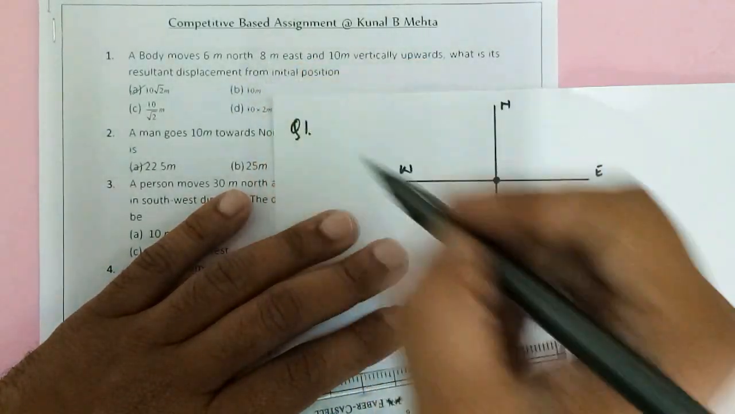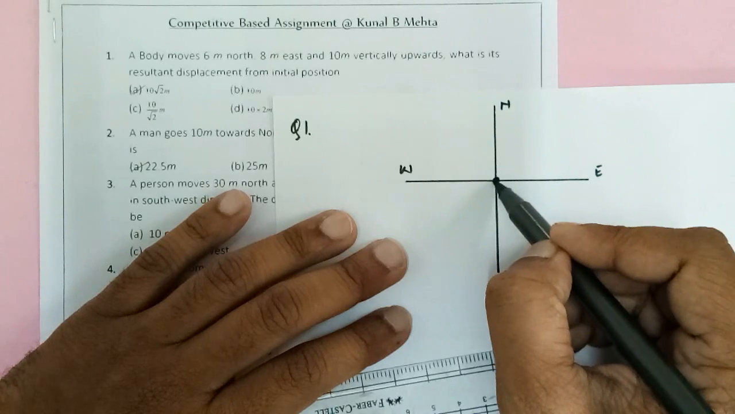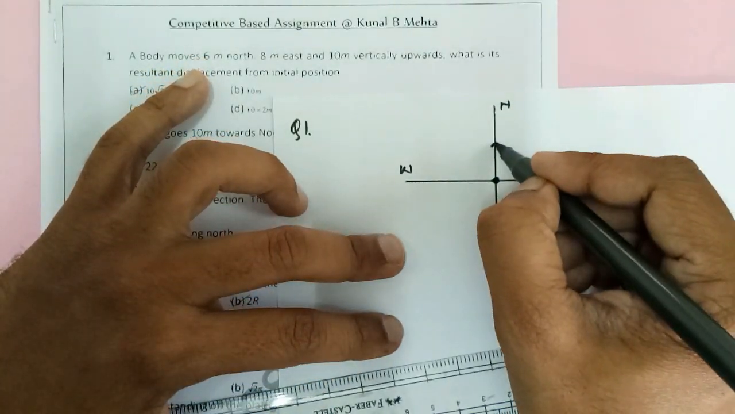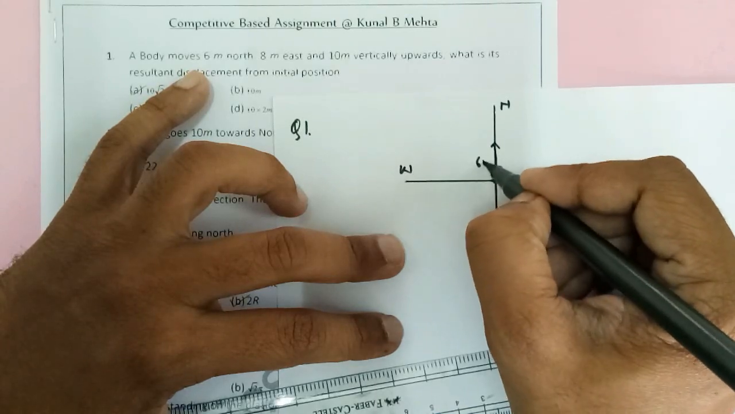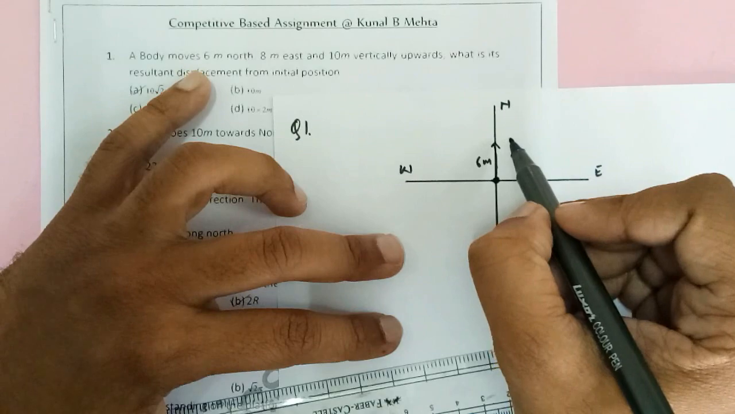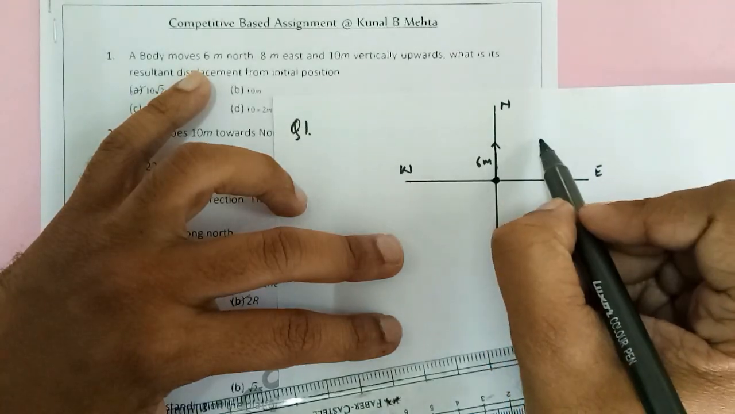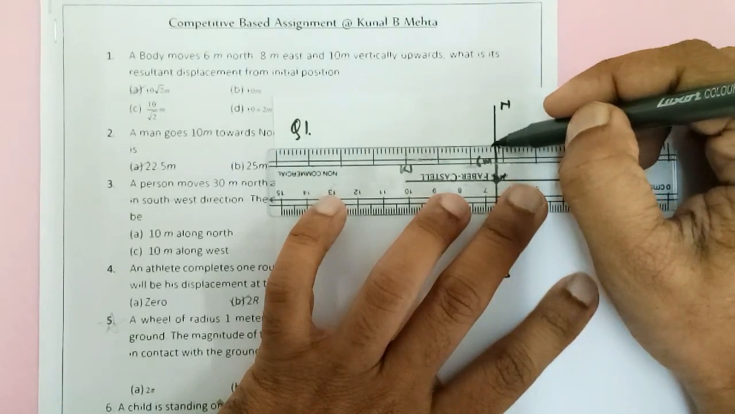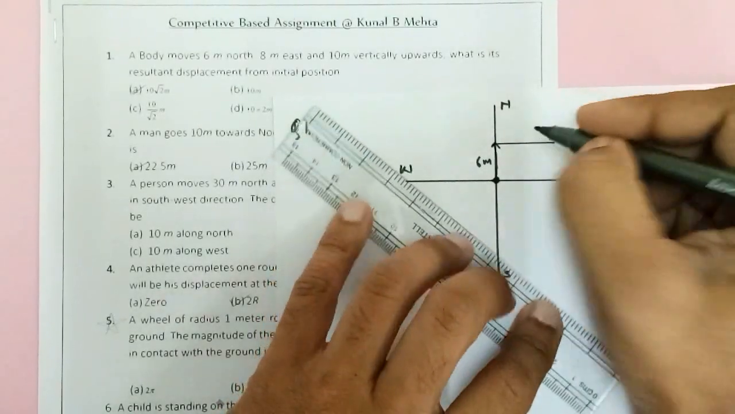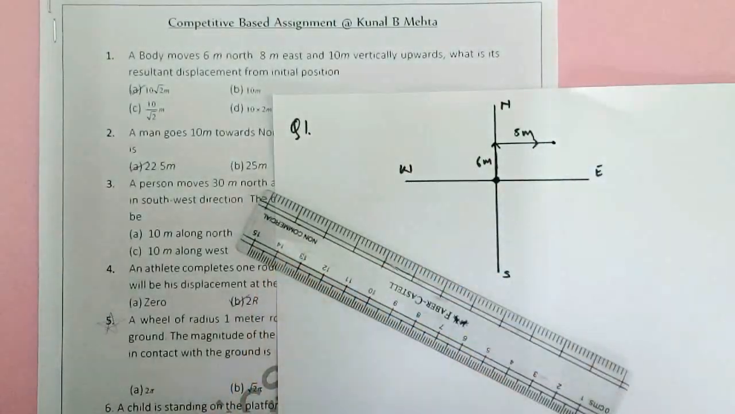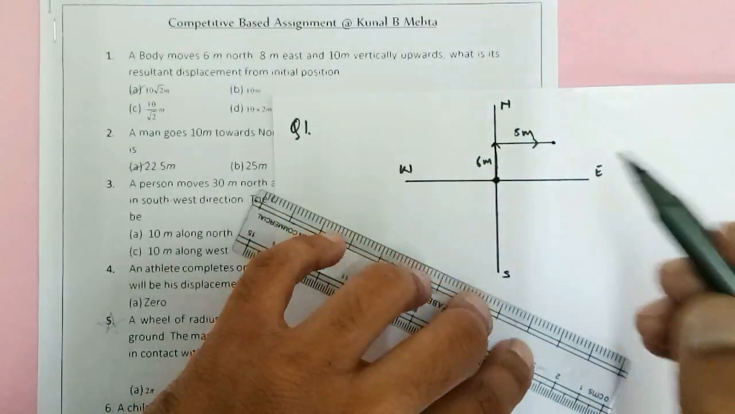When you solve these kind of questions, make sure that we start from here. So from here we are moving 6 meter north, that means somewhere over here. This is 6 meter north, and from 6 meter north I am going 8 meter east, so the east would be in this direction. So that means I am walking 8 meter east and I am stopping over here in this direction. Again 10 meters vertically upwards.